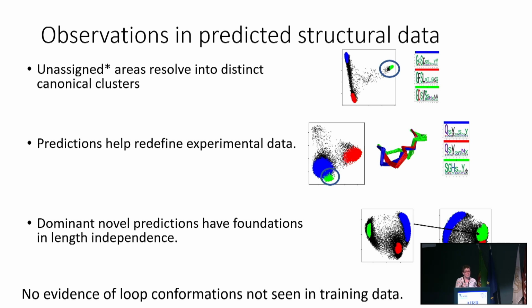Now, we knew length independence existed in canonical forms before this. There are papers about that. We wrote one of them, but other people have as well, that showed that you could see this similarity between different lengths. But the model found that. We didn't tell it about it. It found that and generated these shapes. So I would state at this point, we have no evidence of loop conformations not seen in the training data. So you're a bit like, well, we knew that would happen.